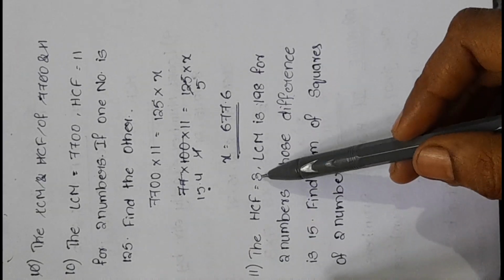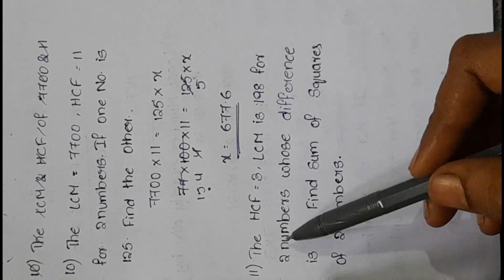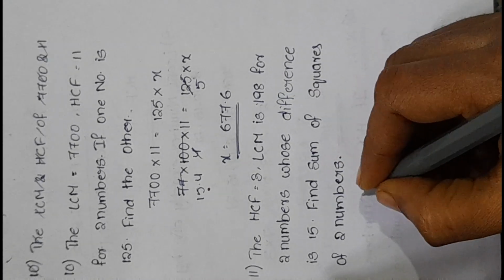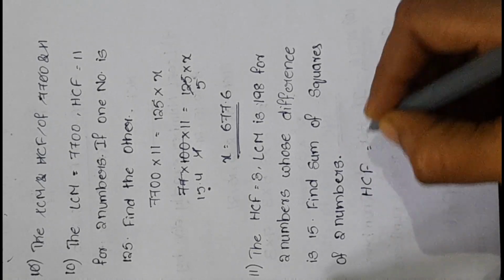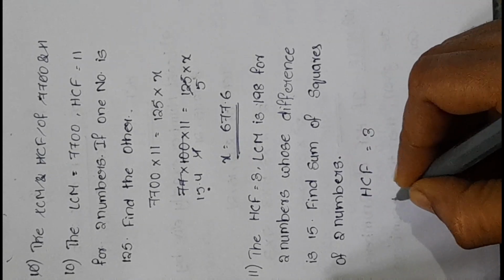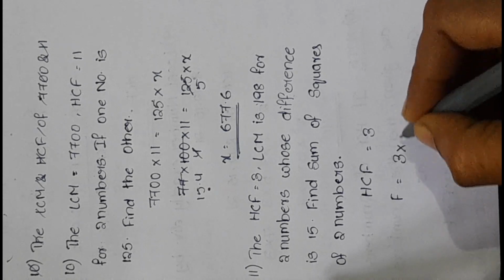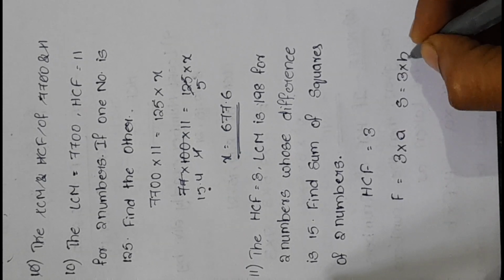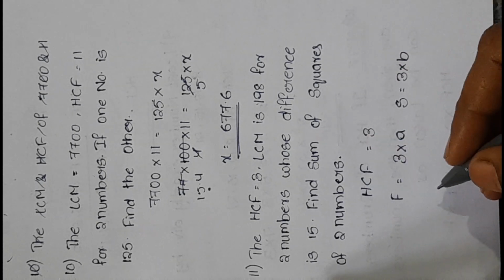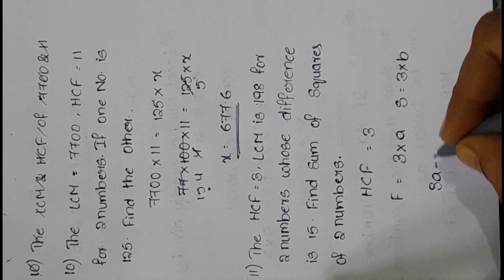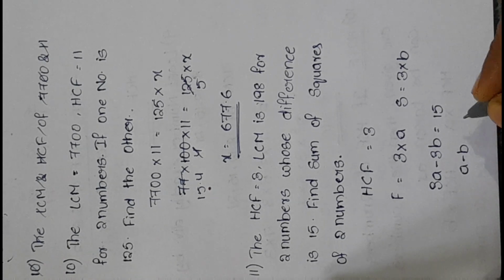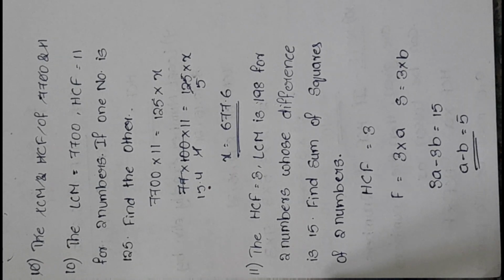Eleventh question: the HCF is 3 and the LCM is 198 for two numbers whose difference is 15. Find the sum of squares of the two numbers. The HCF is equal to 3, given. If the HCF is given, let the first number be 3A and the second number be 3B. Given that the difference between the two numbers is 3A minus 3B is equal to 15, so A minus B we get as 5.